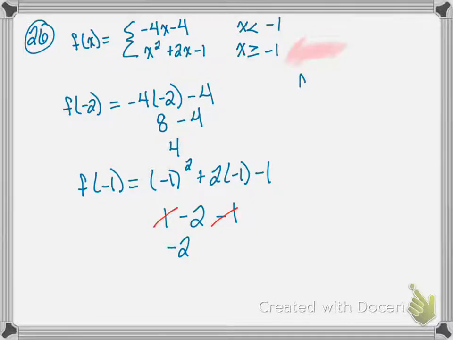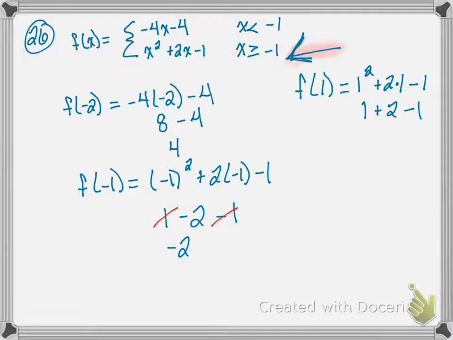Okay, and my third one that I'm going to figure out is f of positive 1. We are going to use this one again because positive 1 is greater than negative 1. So we're going to use that second function again. So I'm going to have 1 squared plus 2 times 1 minus 1. 1 squared is 1. 2 times 1 is 2. Again, our 1's cancel each other out, and I'm just left with a 2.